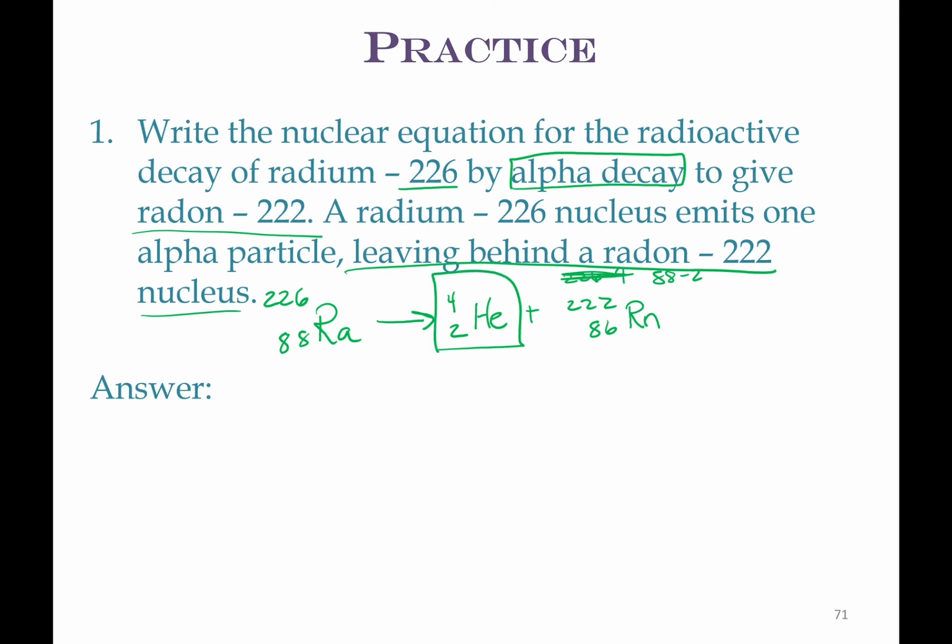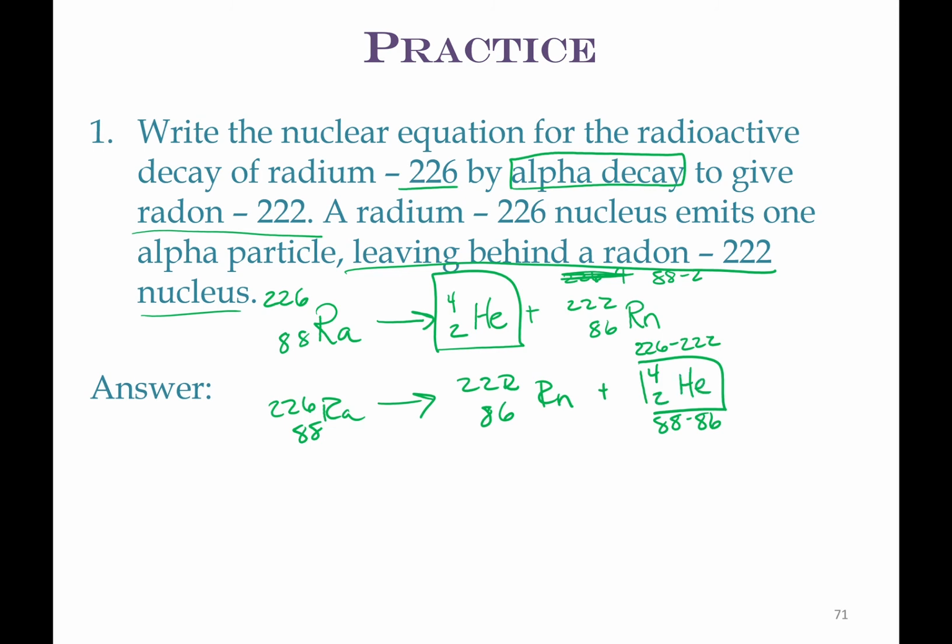Well, let's say you didn't know what a helium particle was. So you had 226 for radium, 88. You did this, you know this is 222 and 86, but you don't know what the other particle over here is. Well, you can do, what is 226 minus 222? That would be 4, and 88 minus 86 is 2, and then look up what element number 2 is. So that's how we're balancing it. We always are figuring that out.